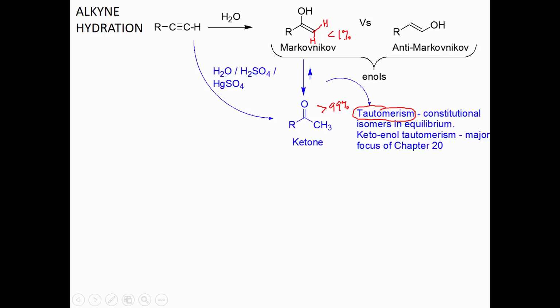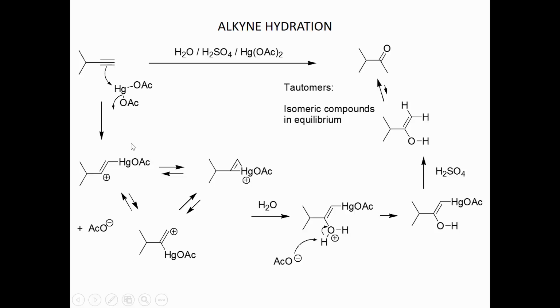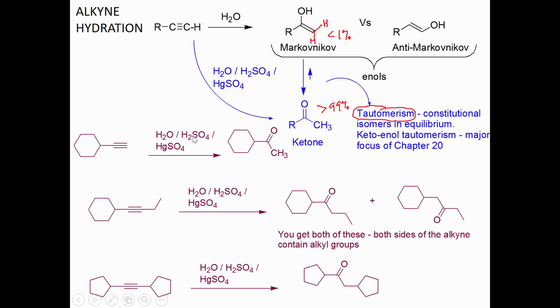When we take an internal alkyne, we don't get regioselectivity. So here's some examples down here. All right, and the top one here, again, we have the terminal alkyne, hydrogen right there. This produces the methyl ketone with a very high degree of selectivity. All right, here's an internal alkyne that's not symmetrical, so the two ends of this internal alkyne are different. And when we do the alkyne hydration, we get two different products. You will get both of these because both sides of the alkyne have alkyl groups on them.